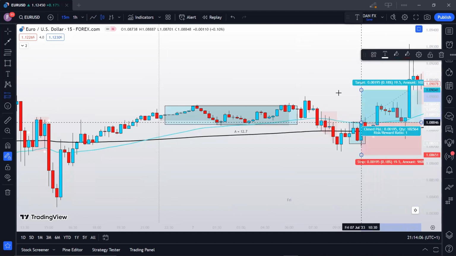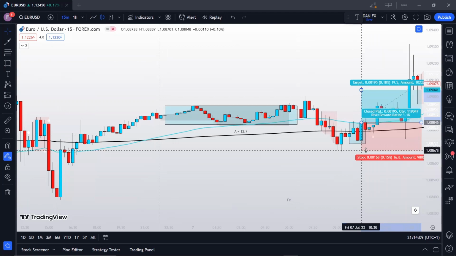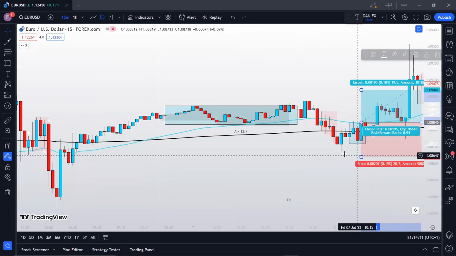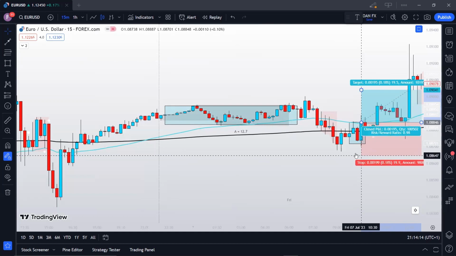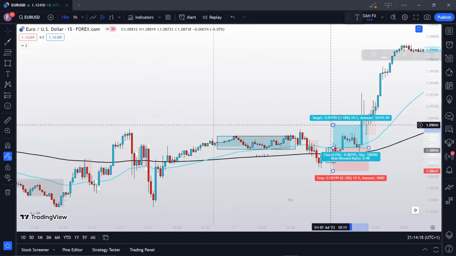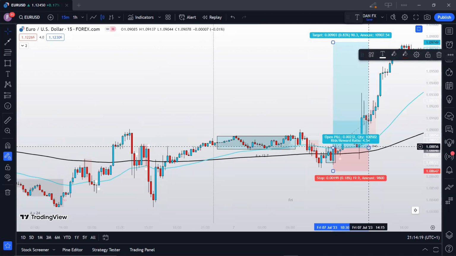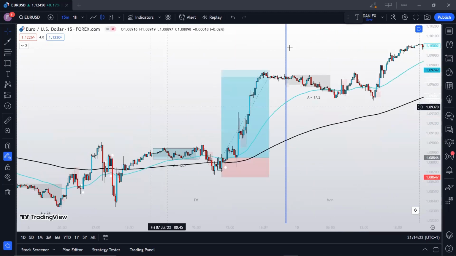So what do we do? We enter on the close of that candle, and we put our stop loss below price, below the low of the day, which is here. You can put it like 5 pips below this low, or 10 pips below the low, right? And then you can go for whatever target you want to. In this example, you can see that the market went for about 90 pips before the day ended.